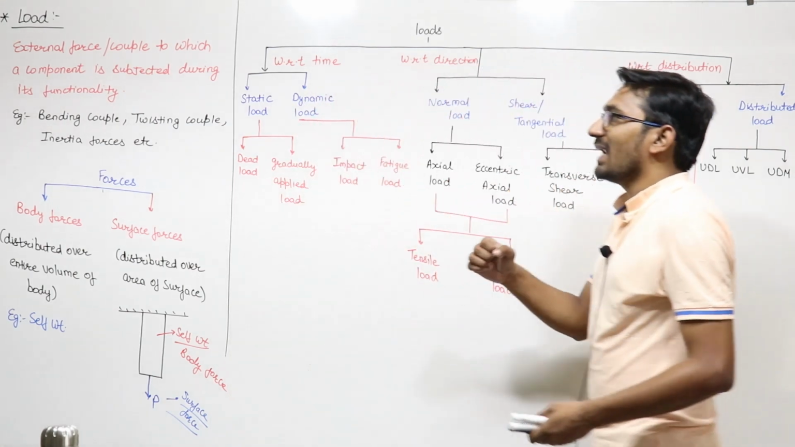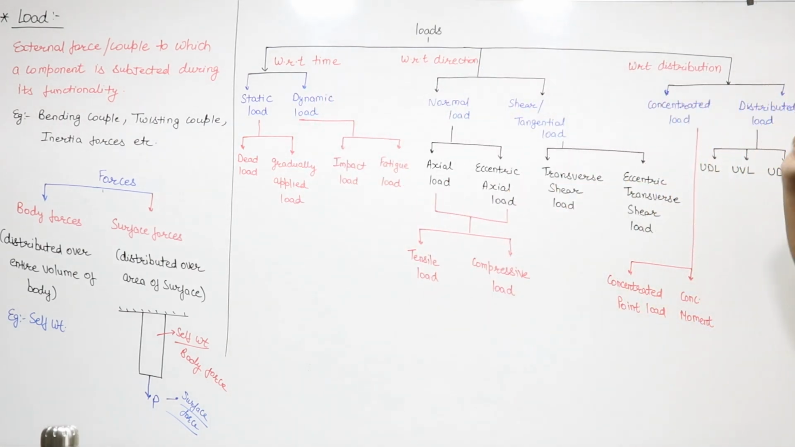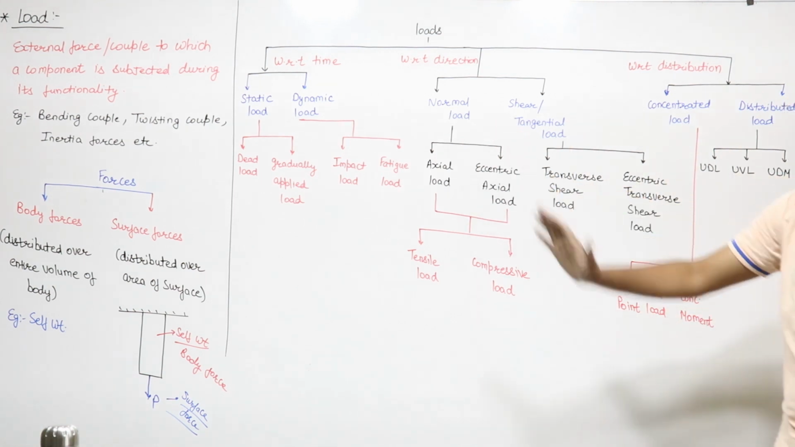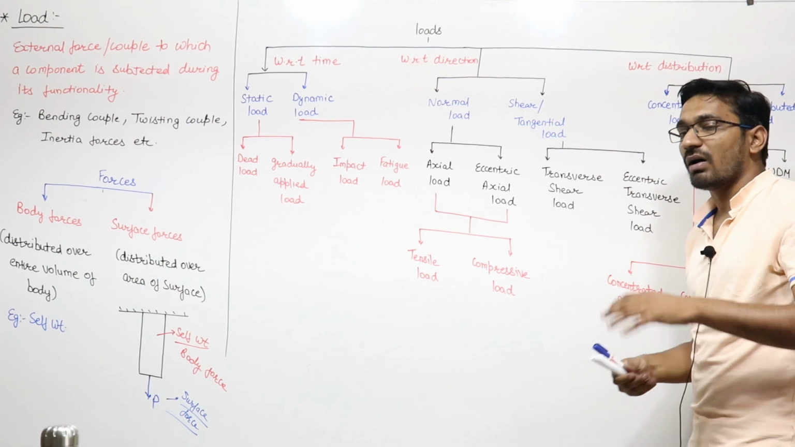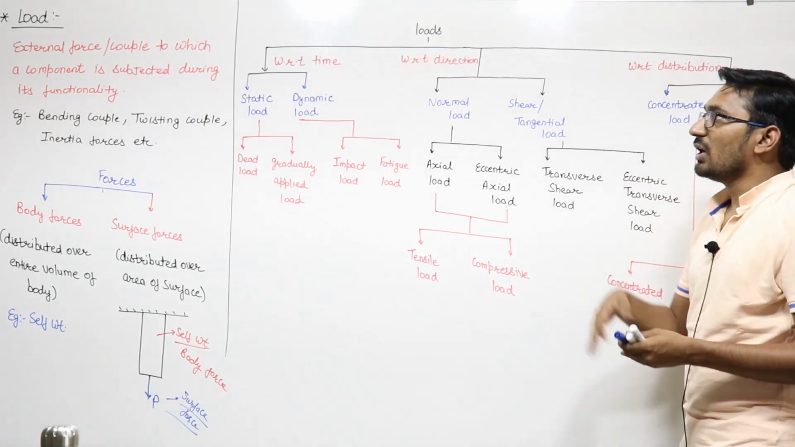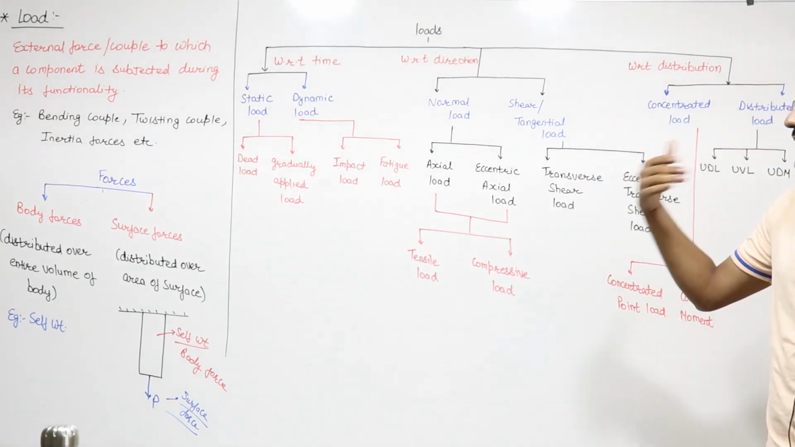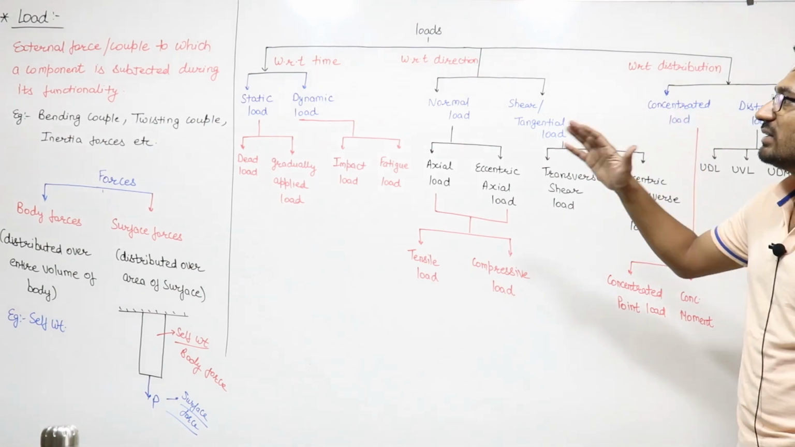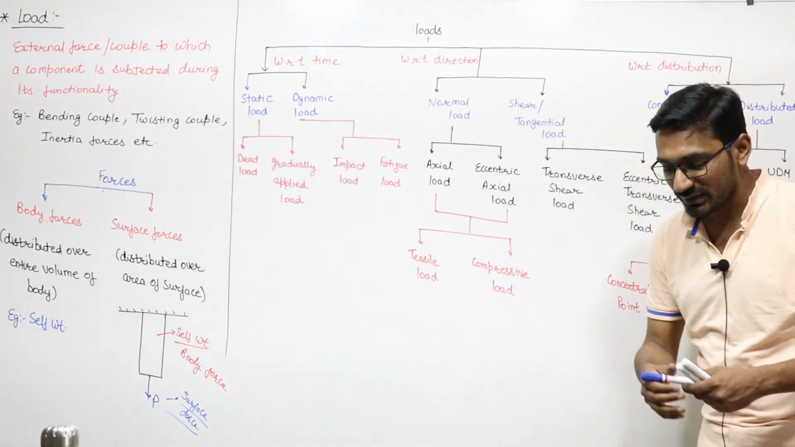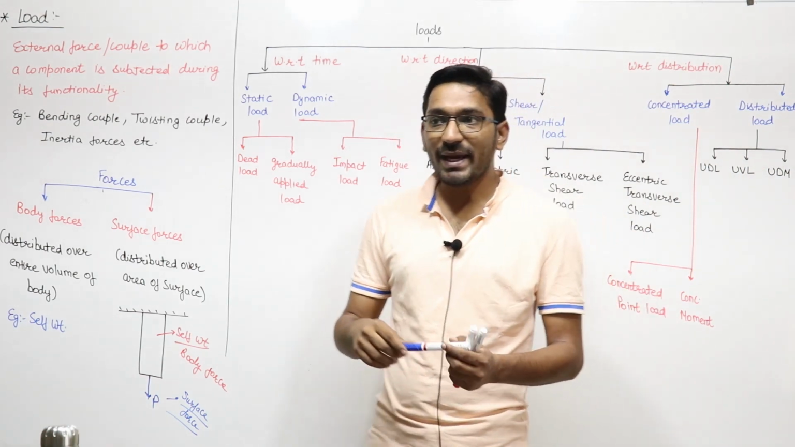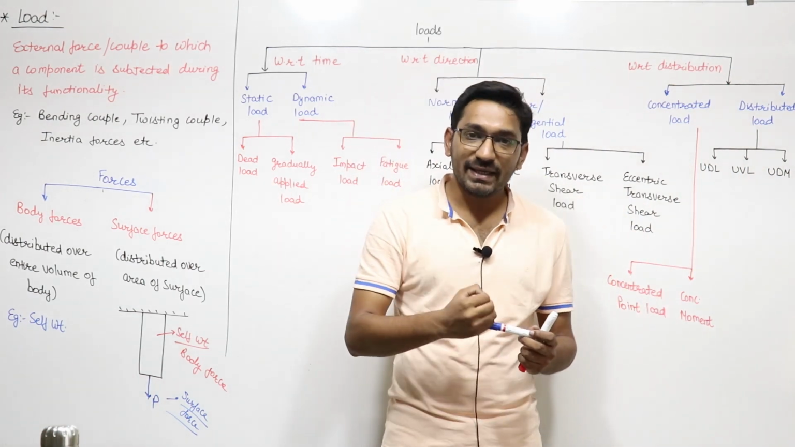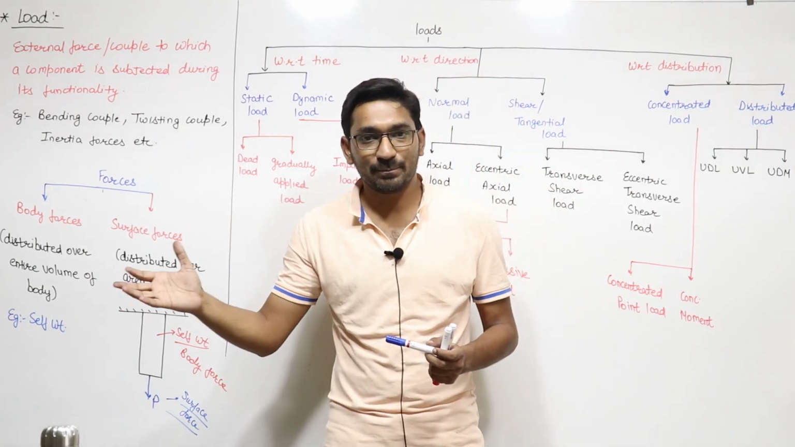Now, loads are classified based on three parameters. This is the classification of loads. In strength of material, or in general, we can say the loads, or a force which is acting on a body, is classified in three different parameters. First parameter is with respect to time: how a force is varying with respect to time.